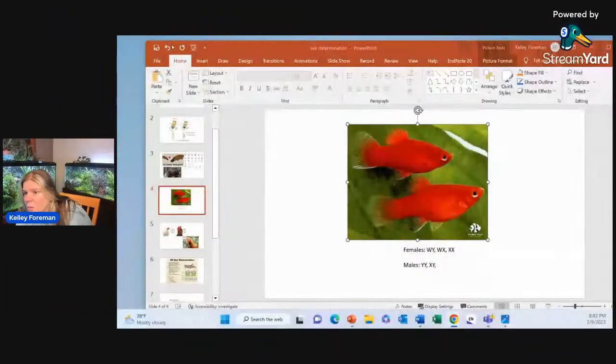Share my screen with two monitors. Share screen. All right.